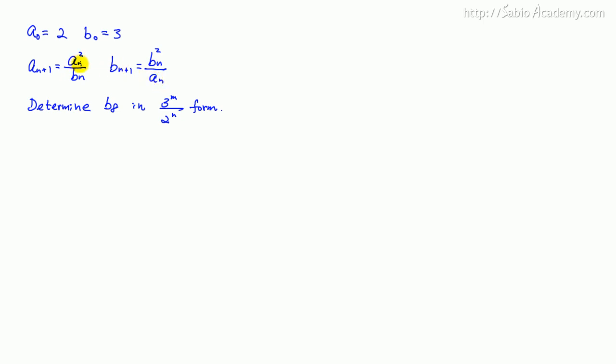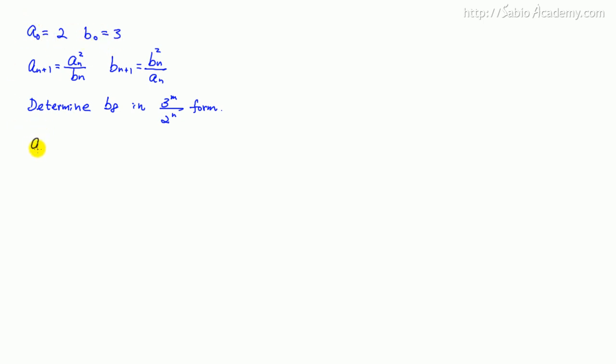So they're kind of intermixed and tangled, and they want you to find B sub 8, the eighth element, or the ninth, because we're starting from 0 here. So let's see if we can find that. So we know A sub 0 and B sub 0. They are 2 and 3. This is the definition of it.